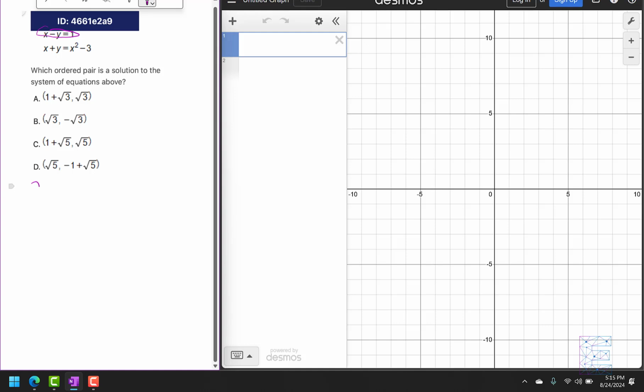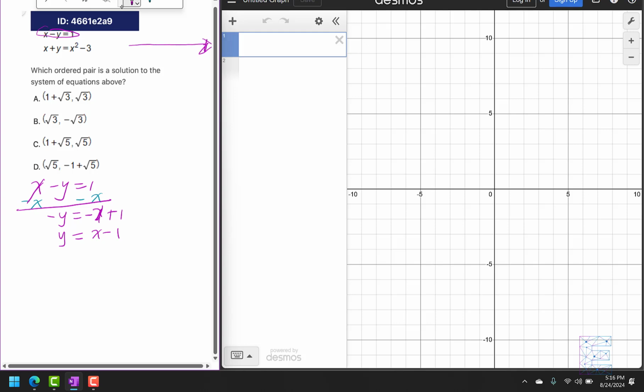So for the first one, which is x minus y equals 1, we need to make y the subject of this equation. So let's start off by subtracting x from both sides. We're going to end up having negative y equals negative x plus 1. But we want y to be positive, right? So you have to divide everything by negative 1. So basically change all the signs, and we end up having y equals x minus 1. So that's the first equation that we're going to enter here in Desmos.